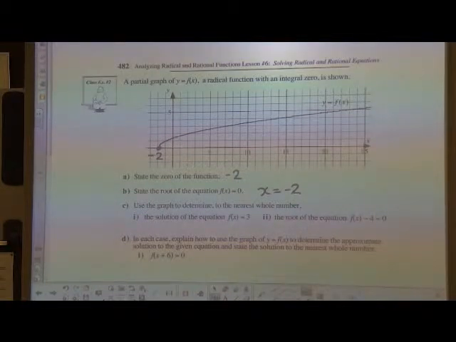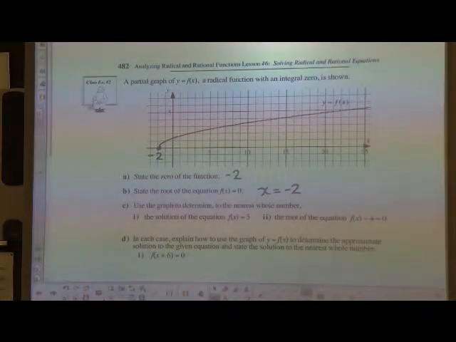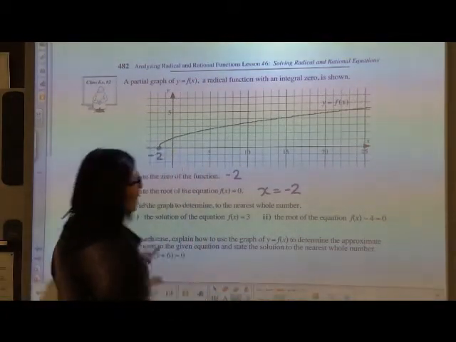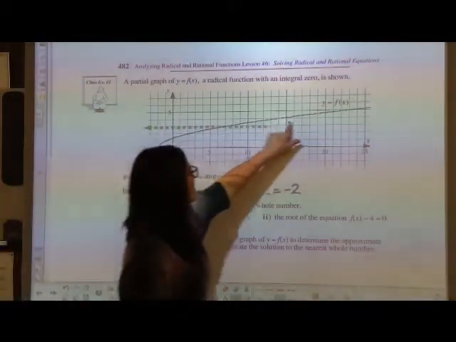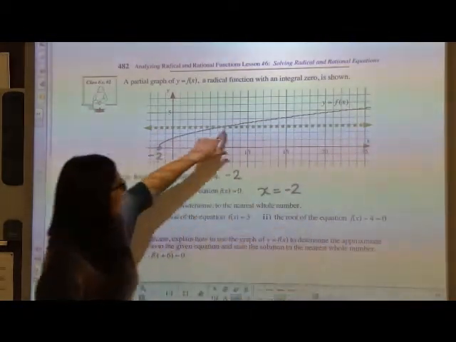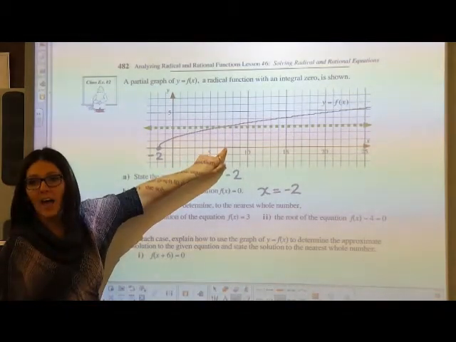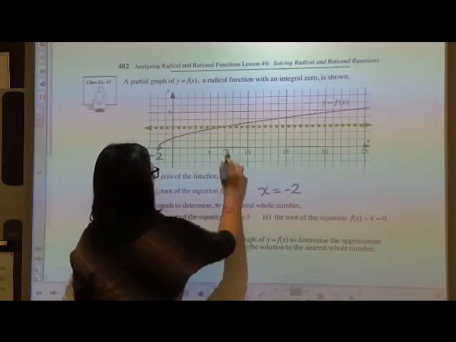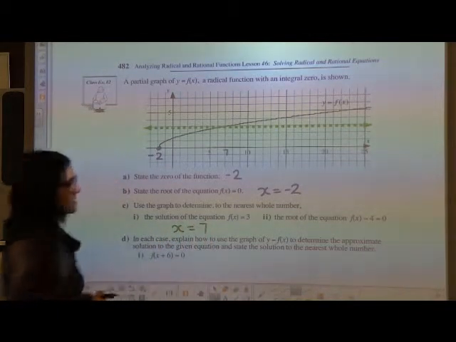And then it says, use the graph to determine to the nearest whole number the solution to the equation f of x equals 3. So f of x equals 3 means when f of x, which is my y values, is equal to 3, what is x equal to? So I look to see where it intersects the graph. And it intersects the graph at 7. So the solution to the equation f of x equals 3 is that x would equal 7.